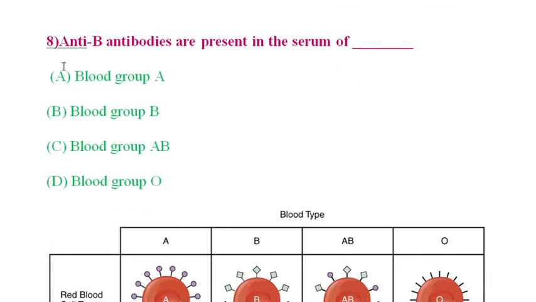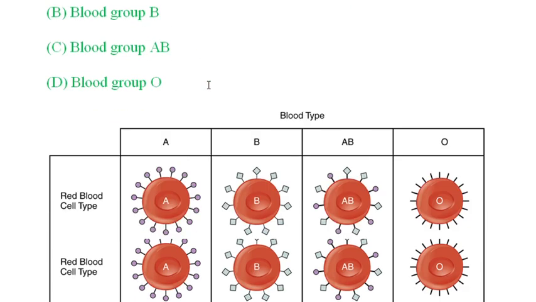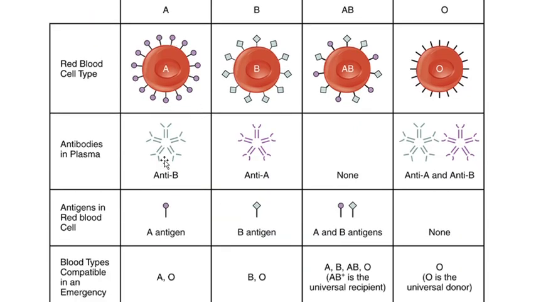Next question is anti-B antibodies are present in the serum of which blood group. Okay, so if you take the blood group A, the antigen present is A antigen, and the antigen present in blood group B is B antigen, and regarding AB blood group, both A antigen and B antigen will be present. Okay, with regard to antibodies in the plasma, A blood group people will have anti-B antibody in the plasma or serum. Next, B blood group person will be having anti-A antibodies in their serum.